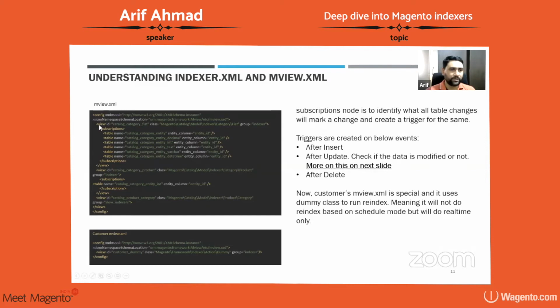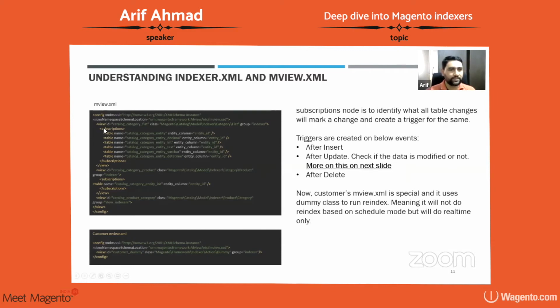See, Magento uses the EAV, entity attribute value, as I was talking earlier. So there are different tables where the data is stored, like catalog category entity decimal, int, text, varchar, date time, and this is how it is right now. There can be more or less.